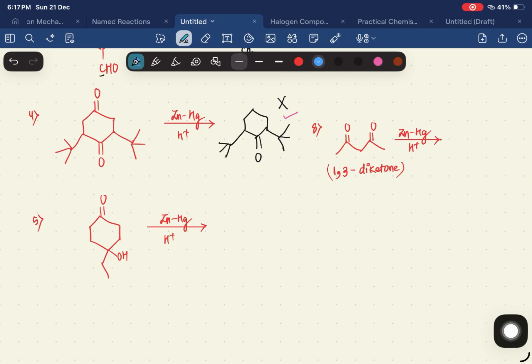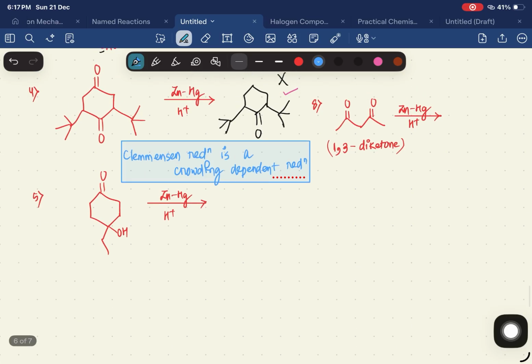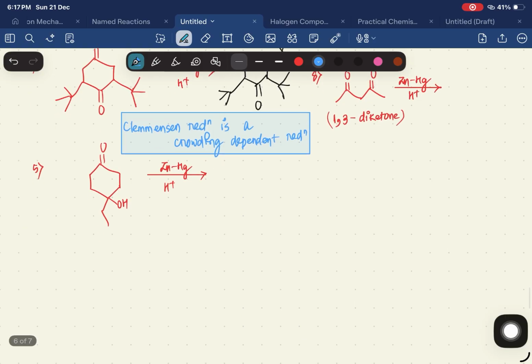That means from here we got another point, that this Clemmensen reduction is a crowding dependent reduction reaction. So we got the point over here. It's very important to understand that because of the crowding, it is not going to react on that carbonyl. Okay, and we got the particular product like this.